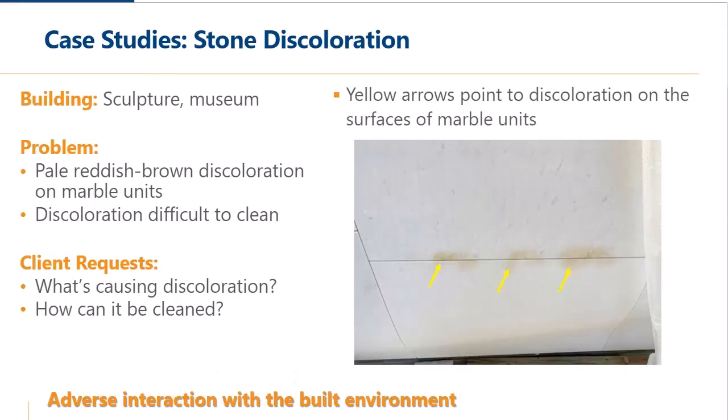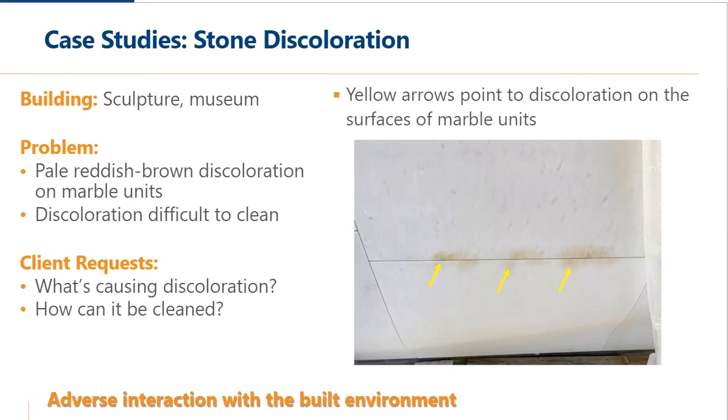So for our next stone-focused case study, we will be discussing another discoloration problem that occurred on a marble sculpture in a museum as a result of an adverse interaction with the cladding system components. Discoloration was reportedly first observed along the horizontal joint location separating marble stone units. Reportedly, discoloration started out faint and grew and became more intense in color as time progressed.